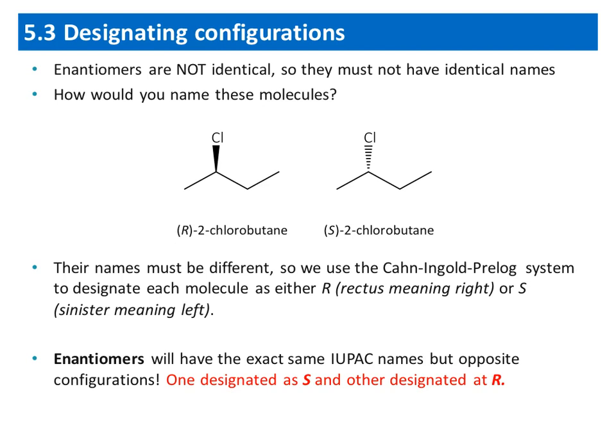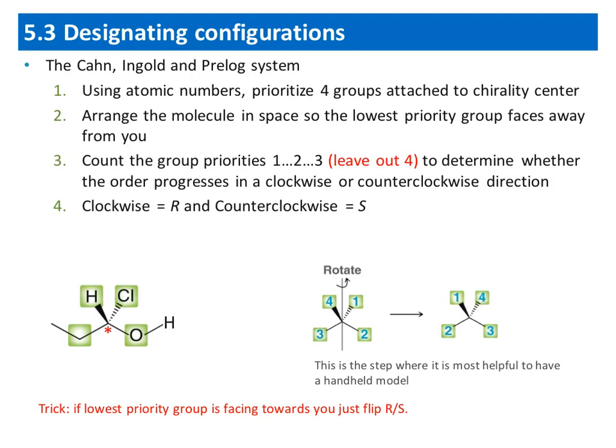So here we have 2-chlorobutane, both of them, but one of them is the R isomer, the other one is the S isomer. All right? So both of these are enantiomers. Now, a very important point here: enantiomers have different R and S designations, okay? So if one of them is R, the other one should be S. Now, how do we assign R and S to the molecule? Designating R and S using this system.